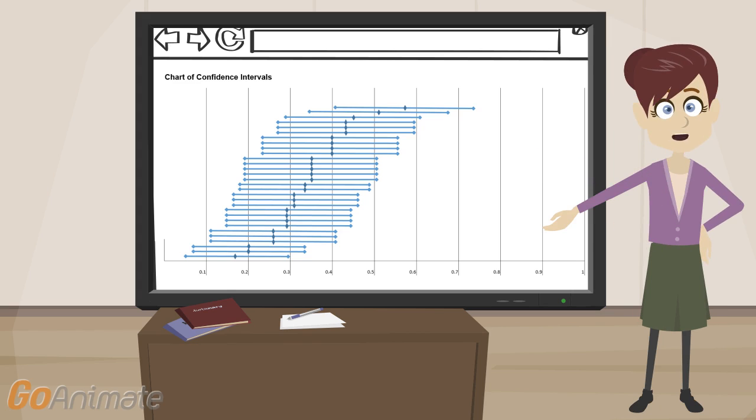So it looks like our estimate for the population proportion is most likely between 0.3 and 0.4.